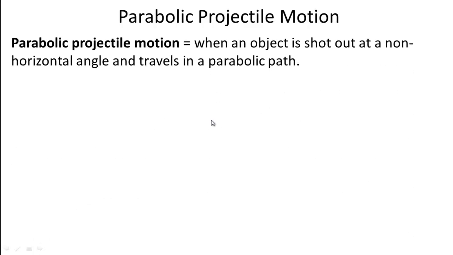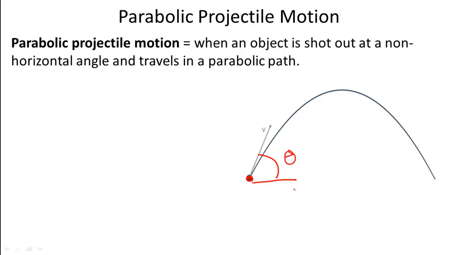Parabolic projectile motion. Parabolic projectile motion is when an object is shot out at a non-horizontal angle and travels in a parabolic path. If we take a look at an example, we can look at this image here to give us a visualization of what parabolic projectile motion would look like. As you can see, the object here is fired at a non-horizontal angle from the horizontal plane. We call this initial angle theta.